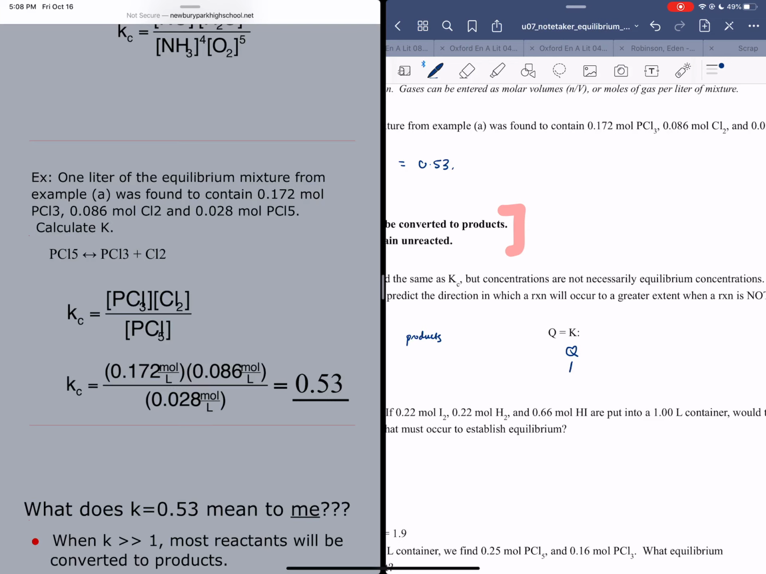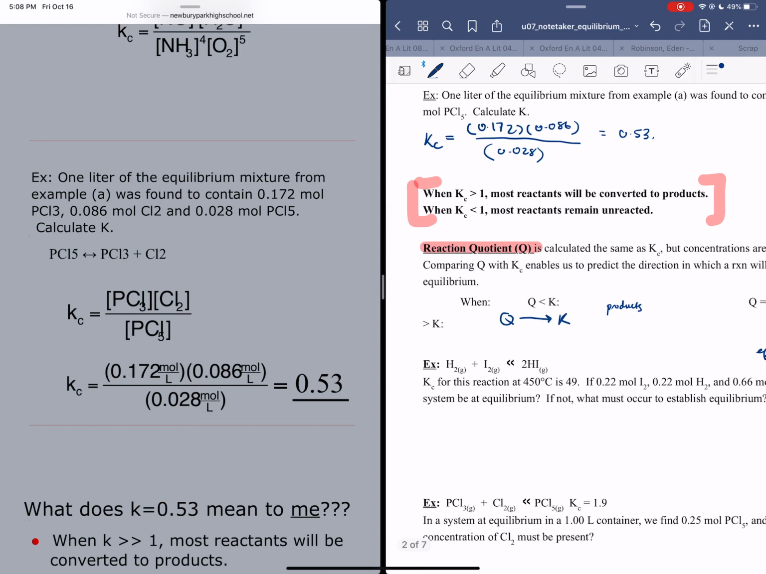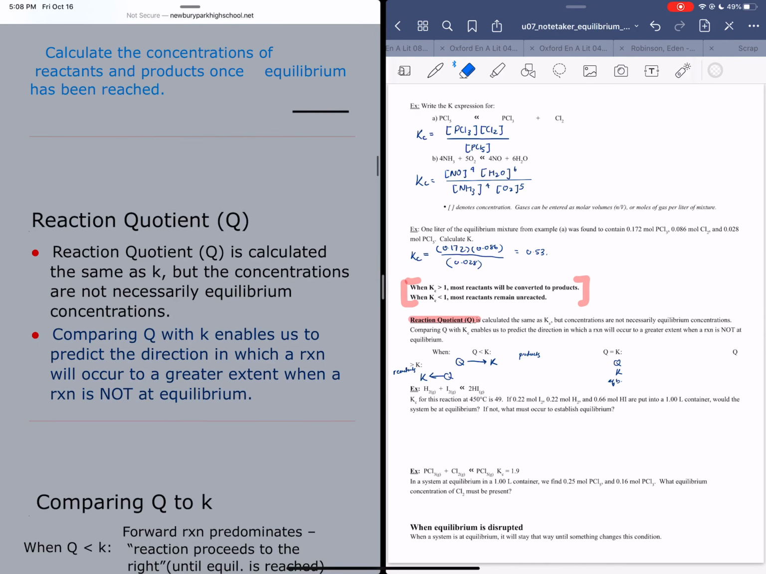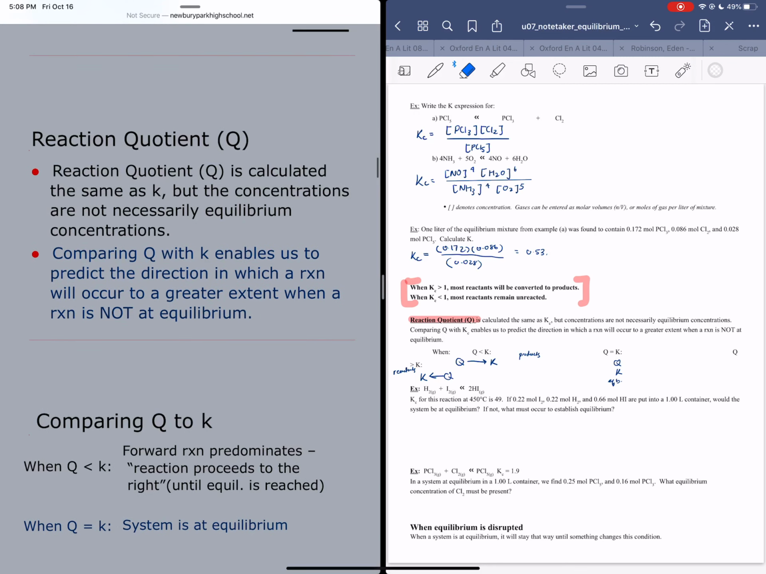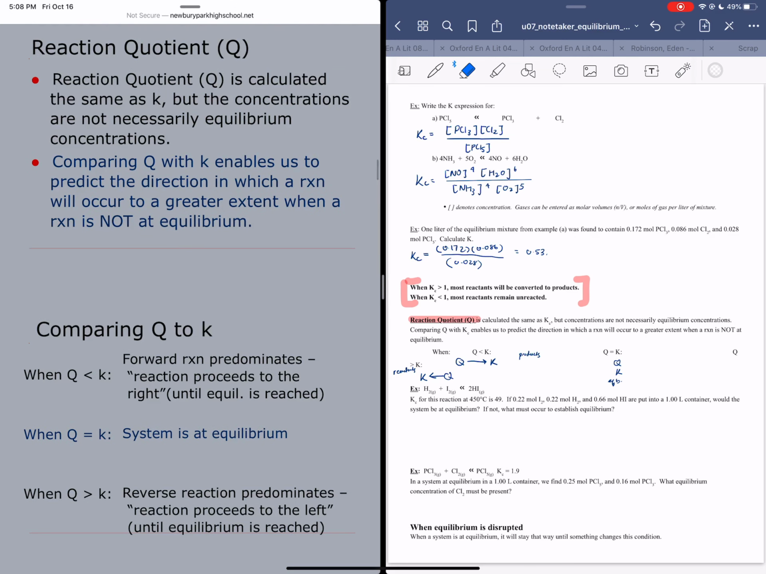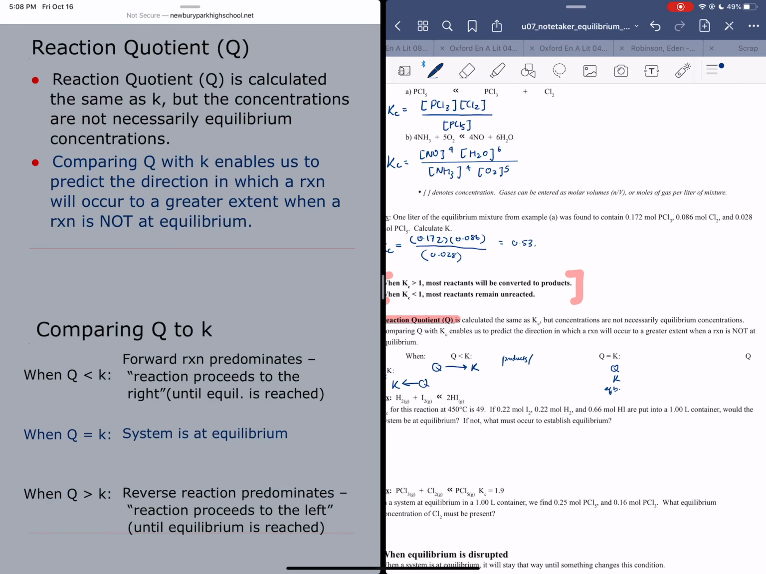If Q equals K, then we're already at equilibrium. There's no problem. And if Q is greater than K, again on our number line, K is right here and Q is right here, we'd have to go this way, which approaches the reactant side. So we need to approach the reactant side to get to K. Let's see what this slide here says. Yep. So you can say it proceeds to the right, or you can say it proceeds to the product side. Either works. So let's put that down.